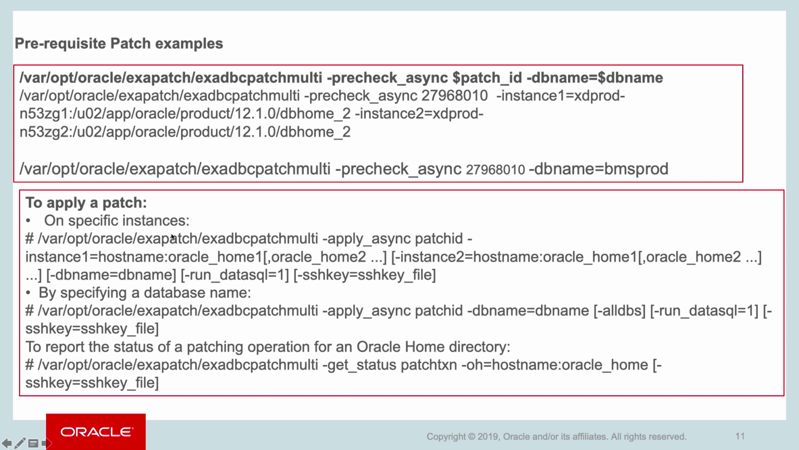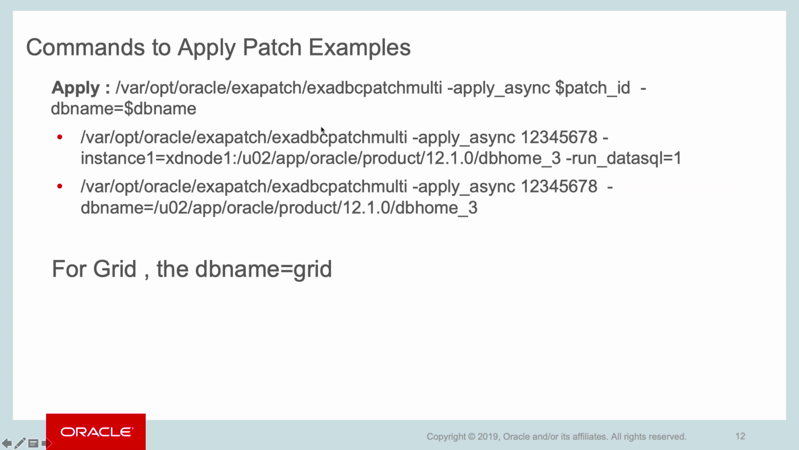For applying this patch using exadbcpatchmulti, you have to pass apply_async with the patch ID, and in the same format, instance1 is going to have the hostname and the database home, and the same way for instance2. So this is one example where I'm trying to apply a patch. Here you are passing the instances: instance1 equals the hostname colon the Oracle home. You also have the ability to specify the datapatch SQL, from which node it is going to execute, and I have provided that datapatch will be executed from node 1 here with the -run_datasql command.